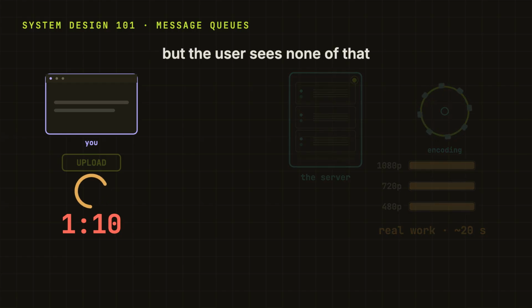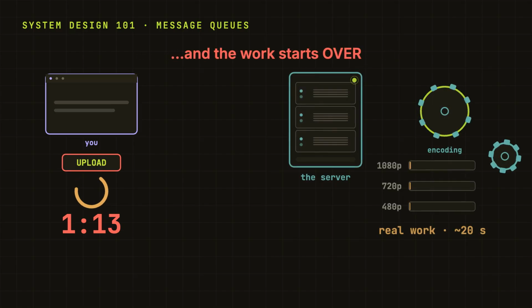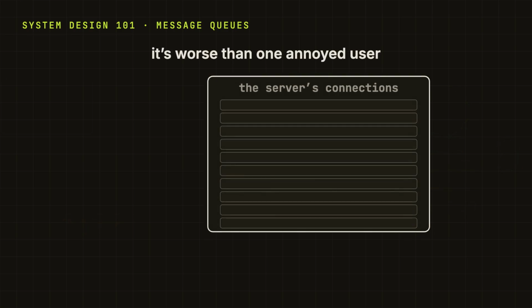But the user does not know any of that. All they see is a spinner that will not stop. So they refresh, which sometimes fires the whole thing off again, and honestly, a lot of them just give up and leave. And it is worse than just one annoyed user as well.